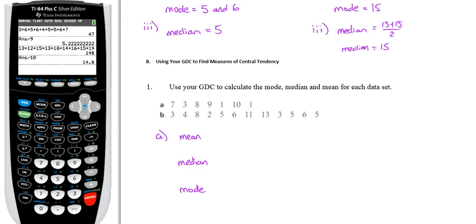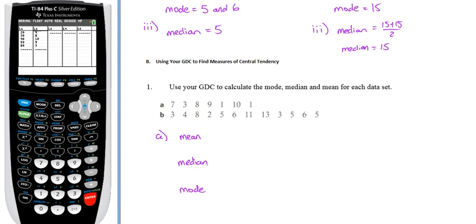So when you're doing this, the first thing you're going to do is enter the data set into your calculator. Just like we did with histograms, you're going to go to Stat, and go to Edit, and clear your lists so you can enter some new data, and just enter the data as you see it. So 7, 3, 8, 9, 1, 10, 1.